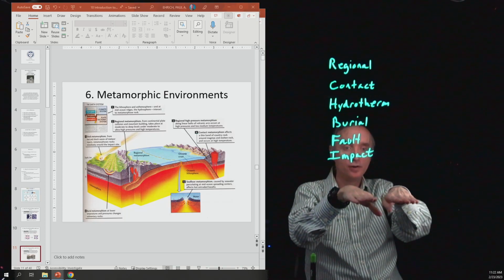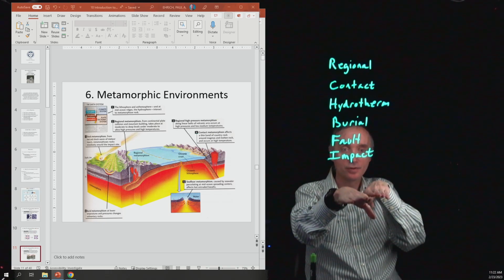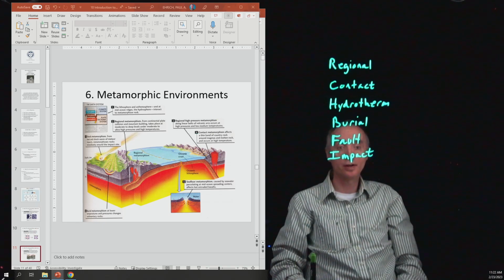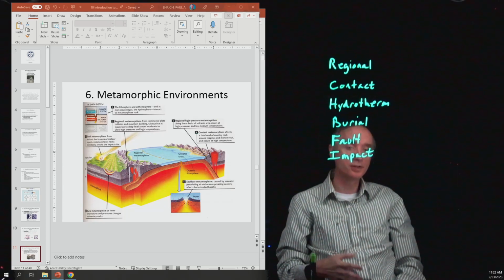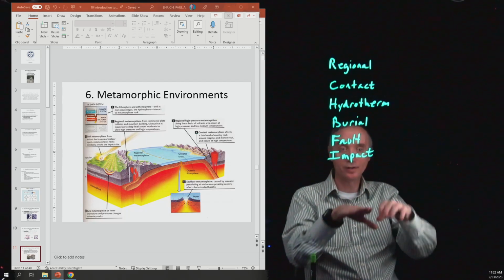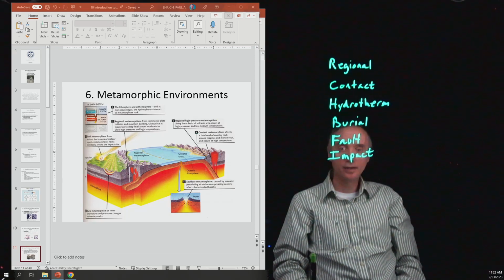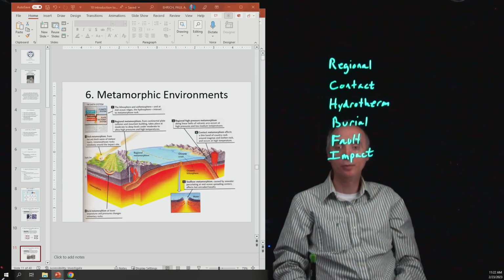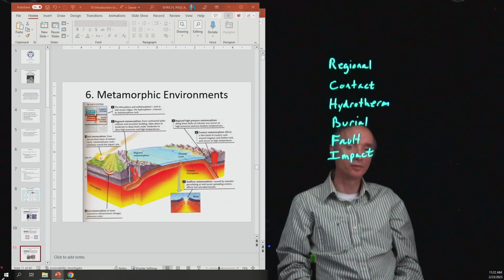You could also have where rocks are sliding past each other like that. So that's going to be a strike fault when that happens. So these tend to happen wherever faulting is going to occur, and also at transform boundaries where you've got one entire plate that is rubbing up against another plate. And then you can see also you have impact. So an impact would be where an asteroid or a comet impacts with the Earth, and that can metamorphosize rocks.